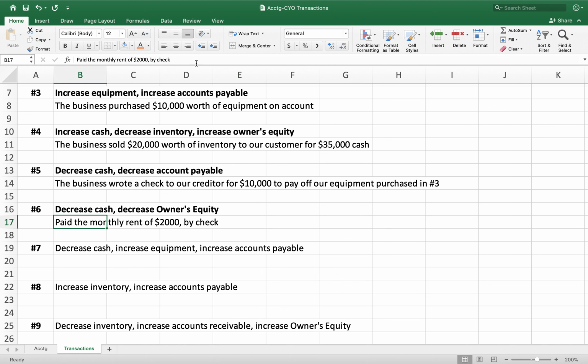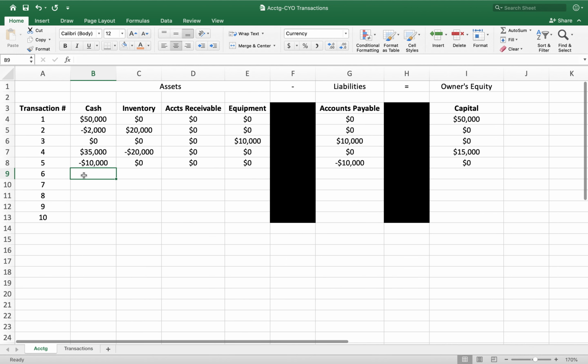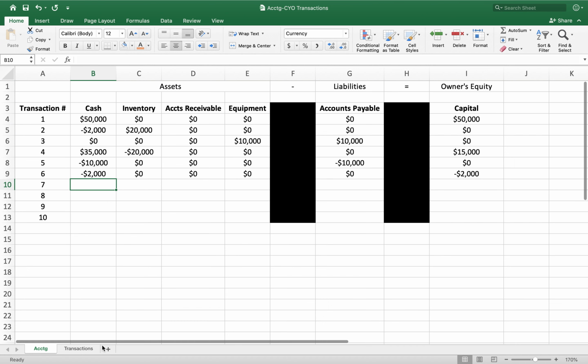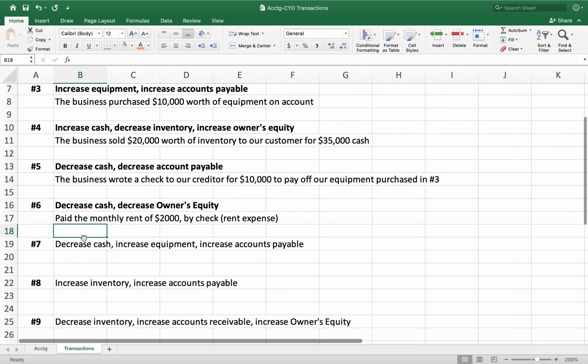This would be known as a rent expense. Boom, $2,000 by check, minus 2,000. Minus 2,000, right? Expenses are always minus 0 minus. These are not debts. These are costs of operating our business.